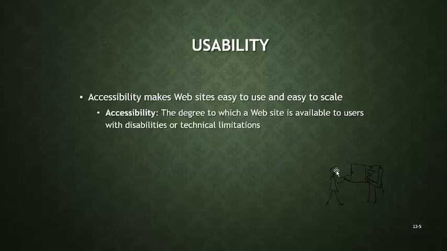And here we have accessibility, and as I mentioned earlier, a lot of people use or interchange usability and accessibility, but we're going to make the distinction here that accessibility is the degree to which the website is available to users with disabilities or some sort of technical limitation. Maybe they have a hard time moving a mouse, sometimes they can't read the screen, they have screen readers for them, those sort of things.